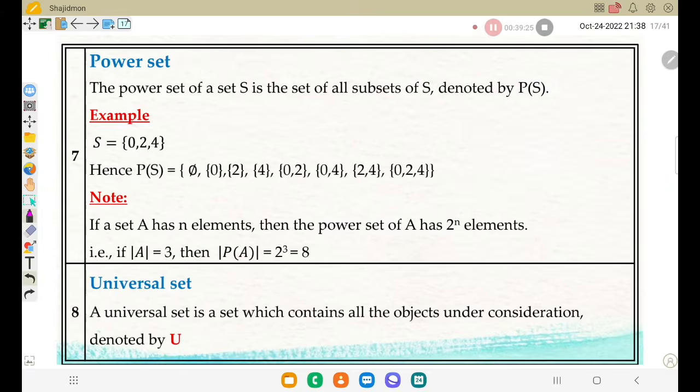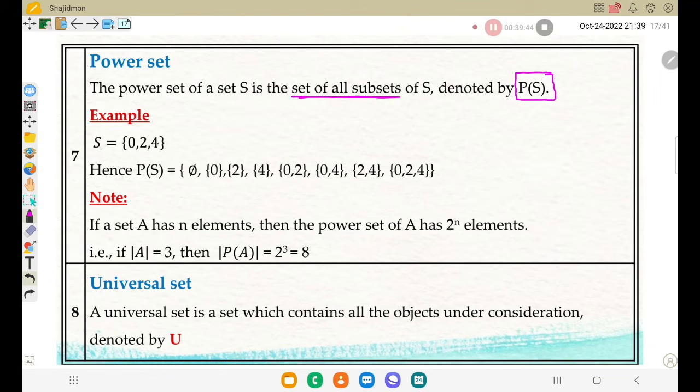Now we will go to another one: power set. What is the meaning of power set? The power set of a set S is the set of all subsets. The set of all subsets we call the power set of S. We denote it by P(S), the power set of S. P means the power set of the set S.